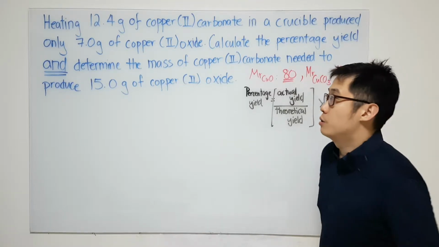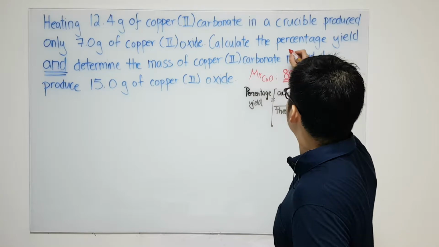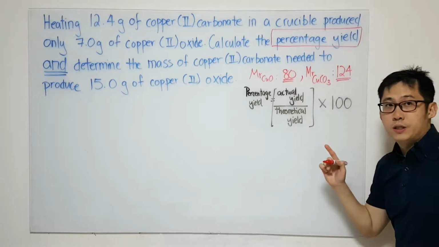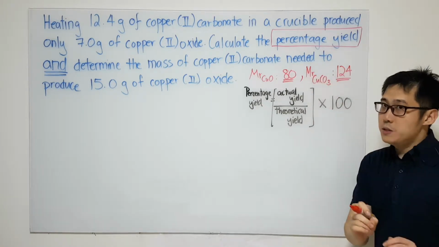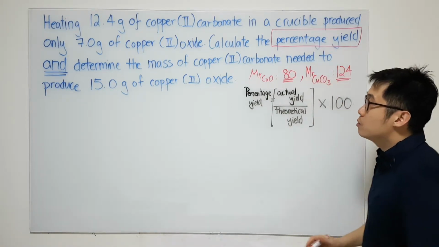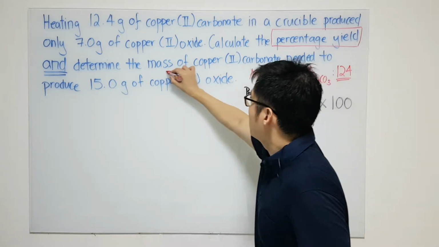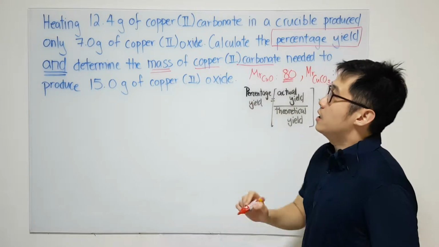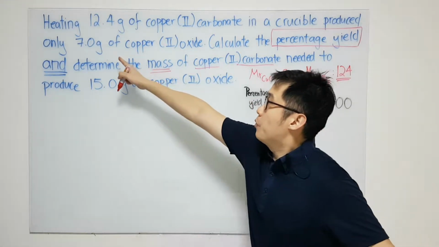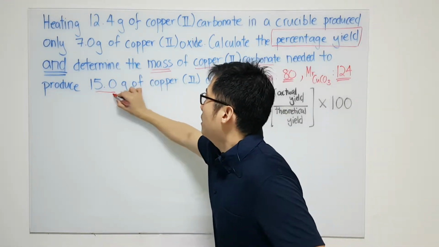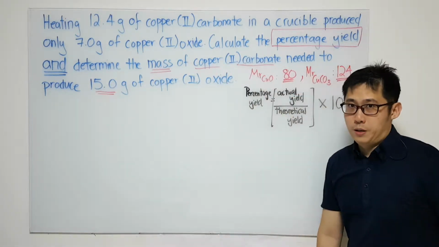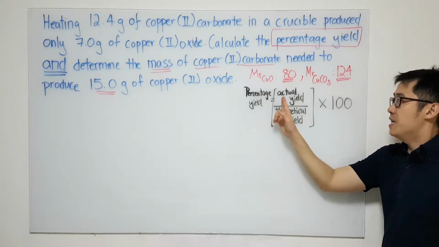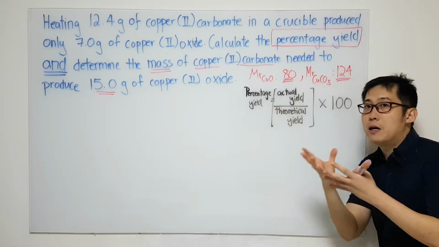Now let's break this question into two parts. The question actually has two parts. First, the question wants us to calculate the percentage yield. That's the first part. Then with this percentage yield, with this value, they want us to determine the amount, the mass, of copper 2 carbonate needed if instead of 7.0 grams, I want 15.0 grams.